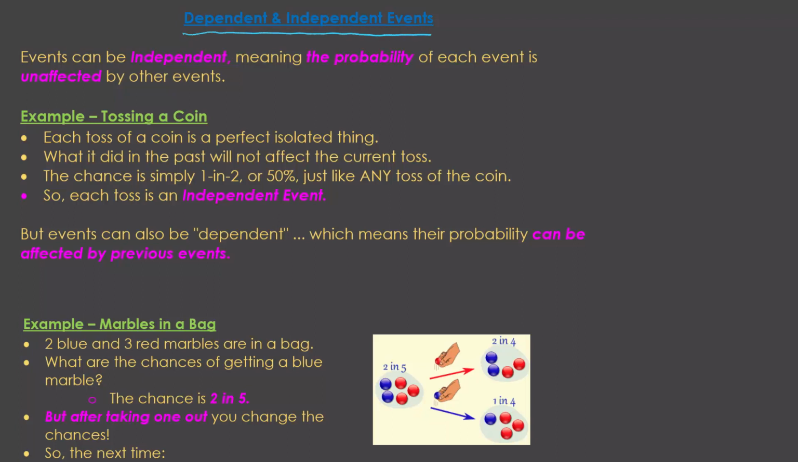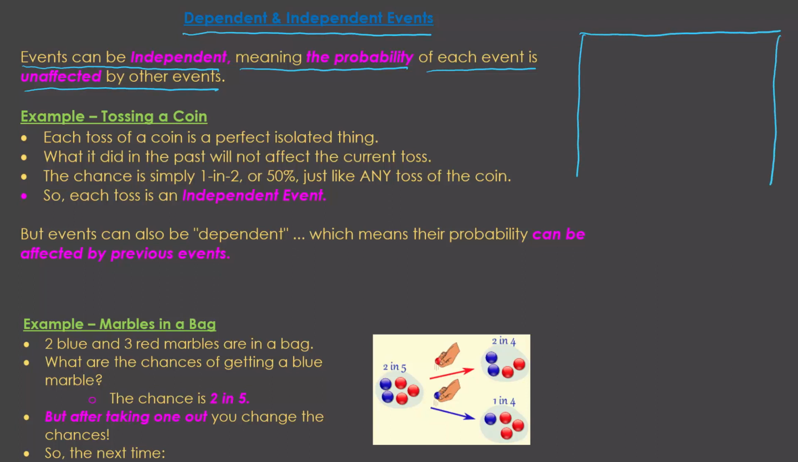Dependent and independent events, and of course this is related to conditional probability. Events can be independent, meaning the probability of each event is unaffected by other events or other knowledge. Now, the event itself may well be affected.